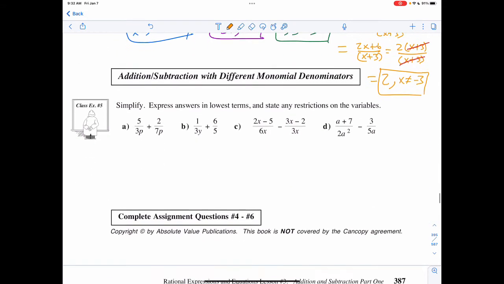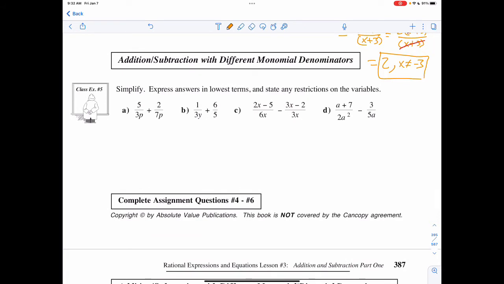Now these ones worked out nicely because they all had the same common denominator to begin with, but frequently you're not going to have a common denominator to begin with. So we need to find what they are. So when I'm looking for a common denominator, I'm going to look at the coefficients and I'm going to look at the variables. If the variables are the same, I don't need to change anything with the variable. I'm just going to change the coefficients. So between 3 and 7, the lowest common denominator is going to be 21. So I need to multiply the first one by 7 and the second one by 3.